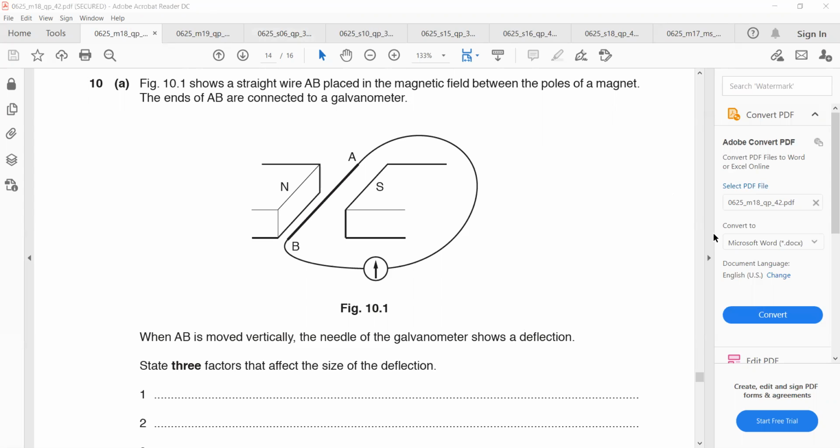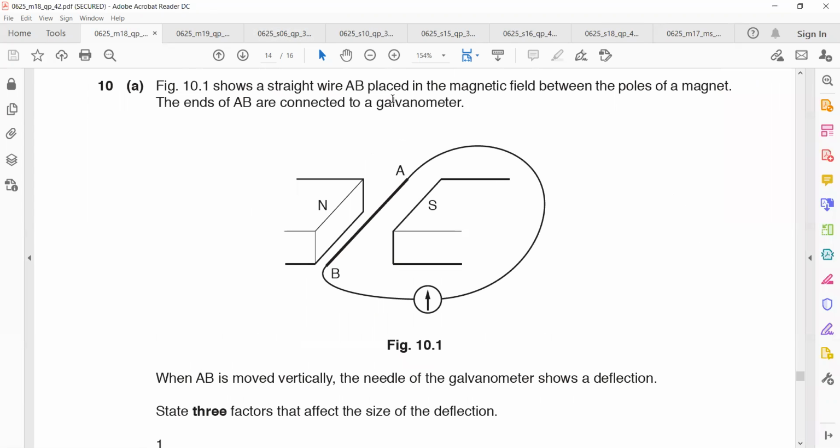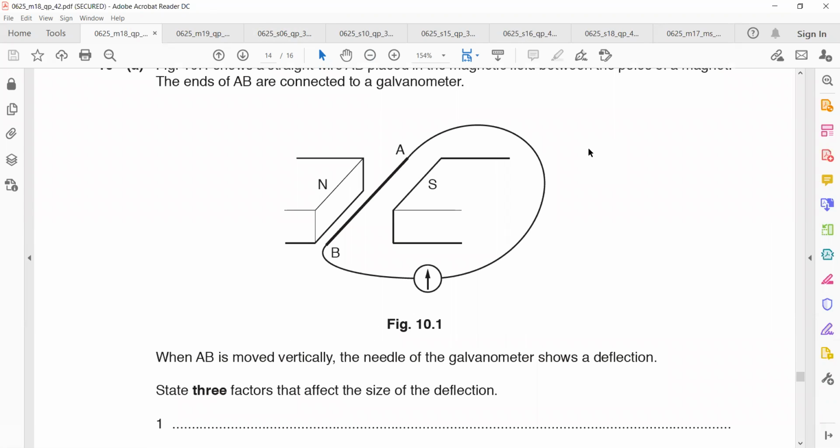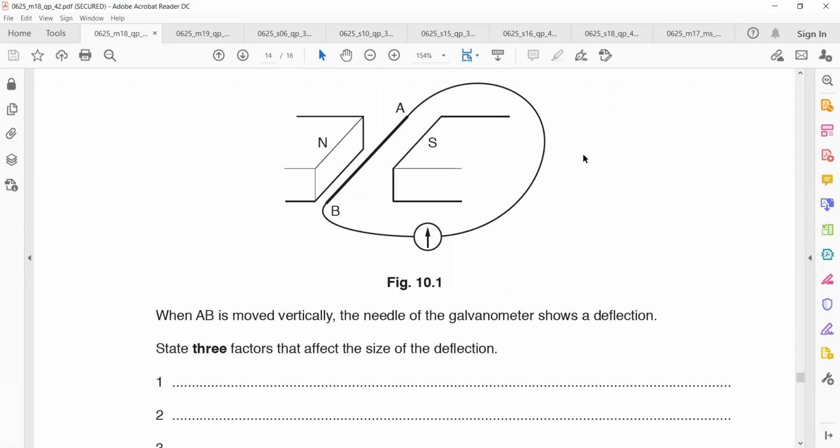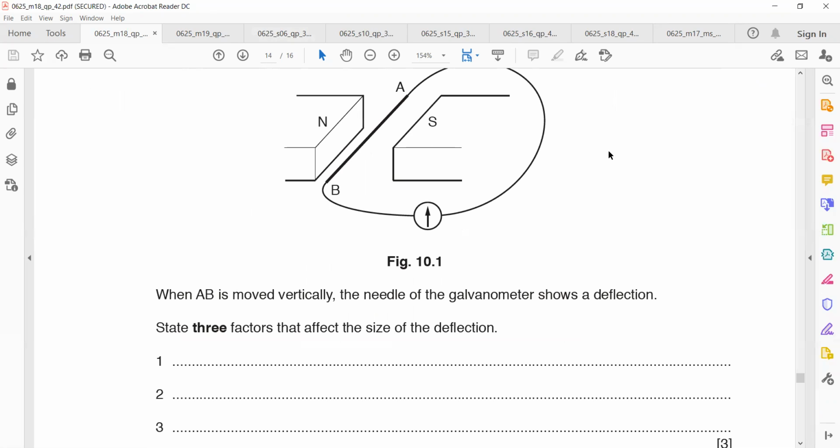In this question, figure 10.1 shows a straight wire AB placed in a magnetic field between the poles. The ends AB are connected to a galvanometer. The wire AB is moved vertically. The needle of the galvanometer shows a deflection. State 3 factors that affect the size of the deflection, like whether it will deflect more or less. What factors affect the size of the deflection?